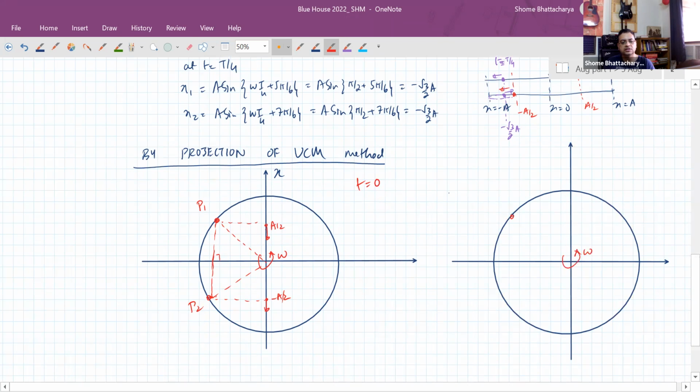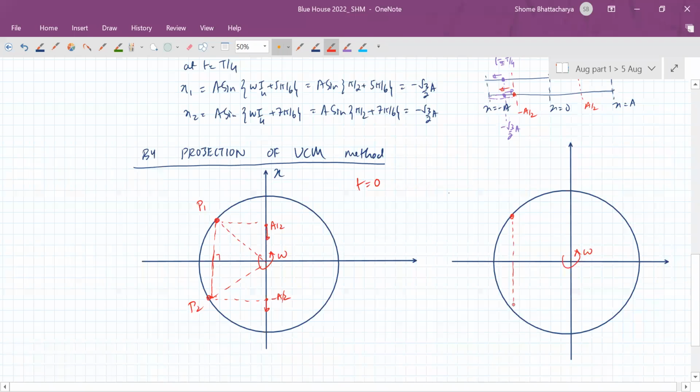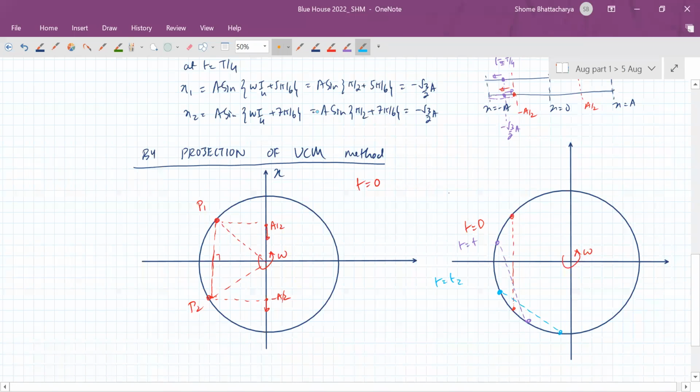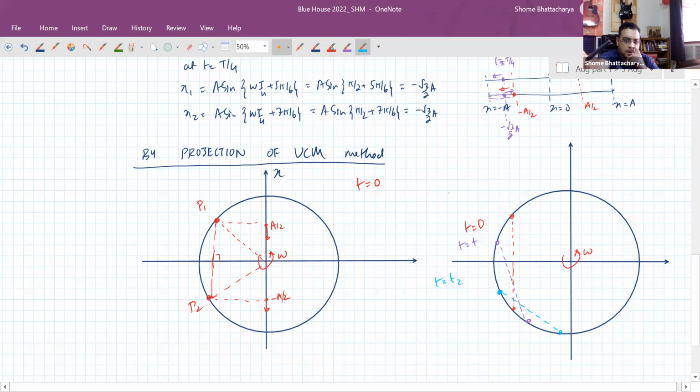Because both these particles are moving with the same omega. No? So initially, they're like this. But for example, after some time, if this one has come here, this one would have come here. Like this. Okay. Then after some time, if this one has come here, this one has come here. So they'll always be like this. Okay. So the distance between them, the chord, will always be the same. It's a fixed chord which is rotating like this.